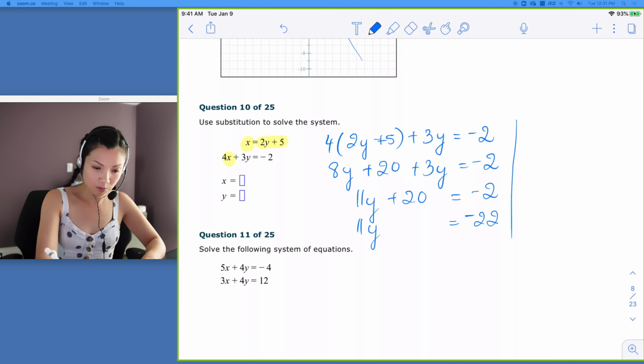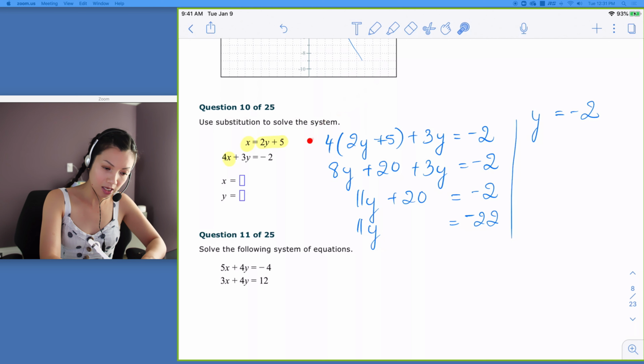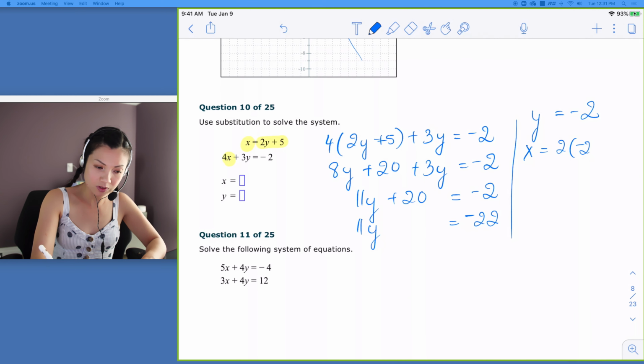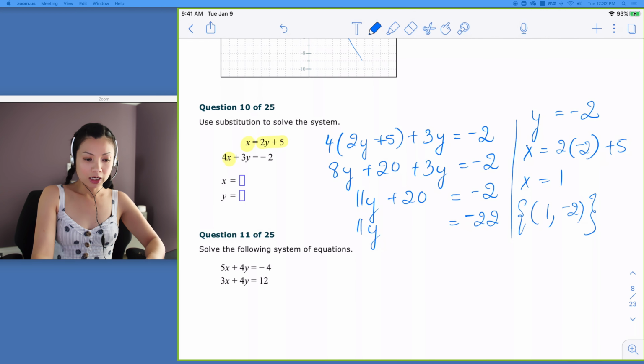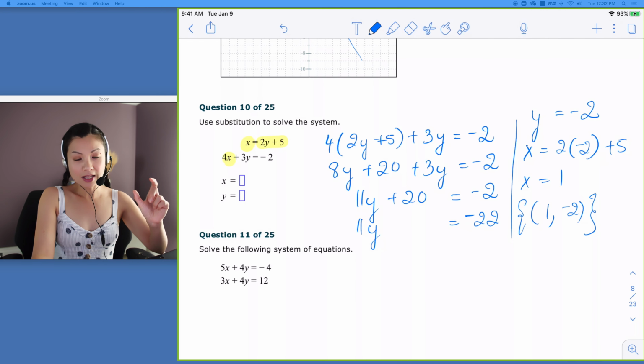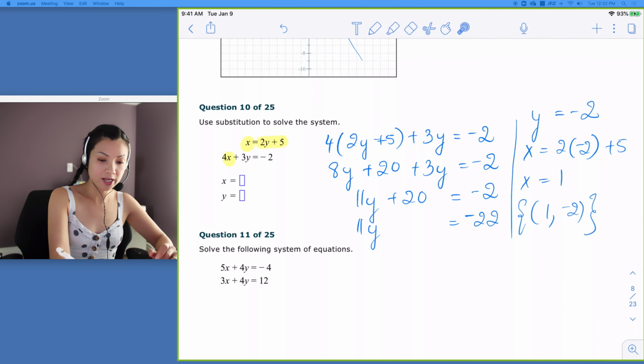So I'm sorry, I'm running out of space. So I have y is going to be -2. So I then going to take y and plug it in here. So x is going to be 2 times -2 plus 5. So x is 1. So my solution, (1, -2). All right, now that one is easy because, like I said, we have one variable already isolated.